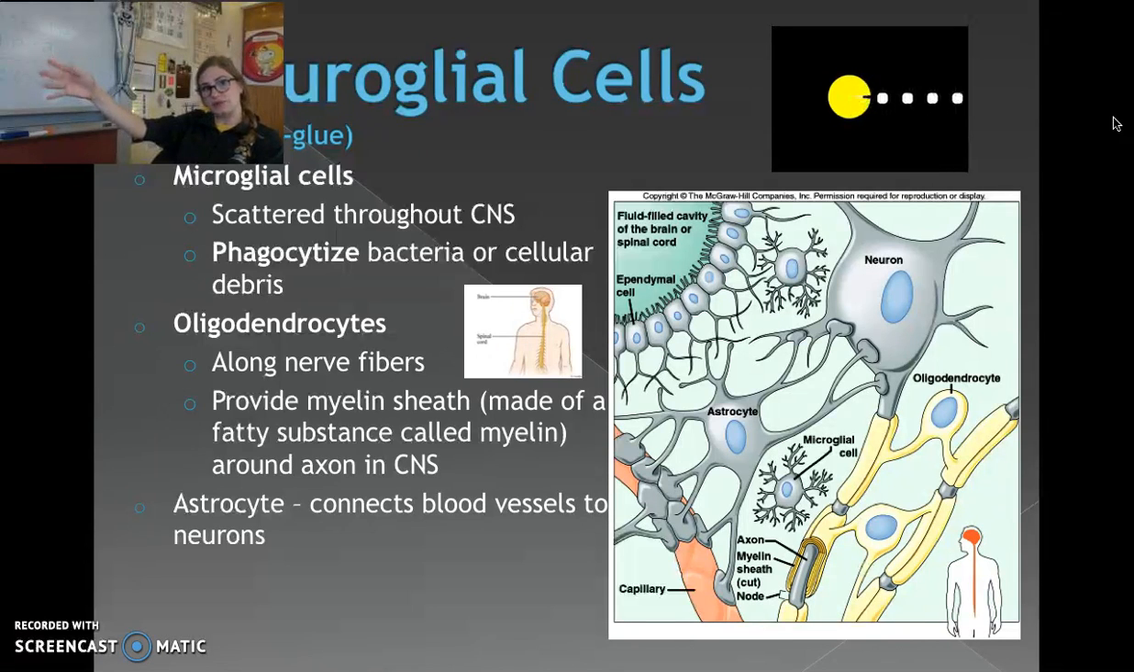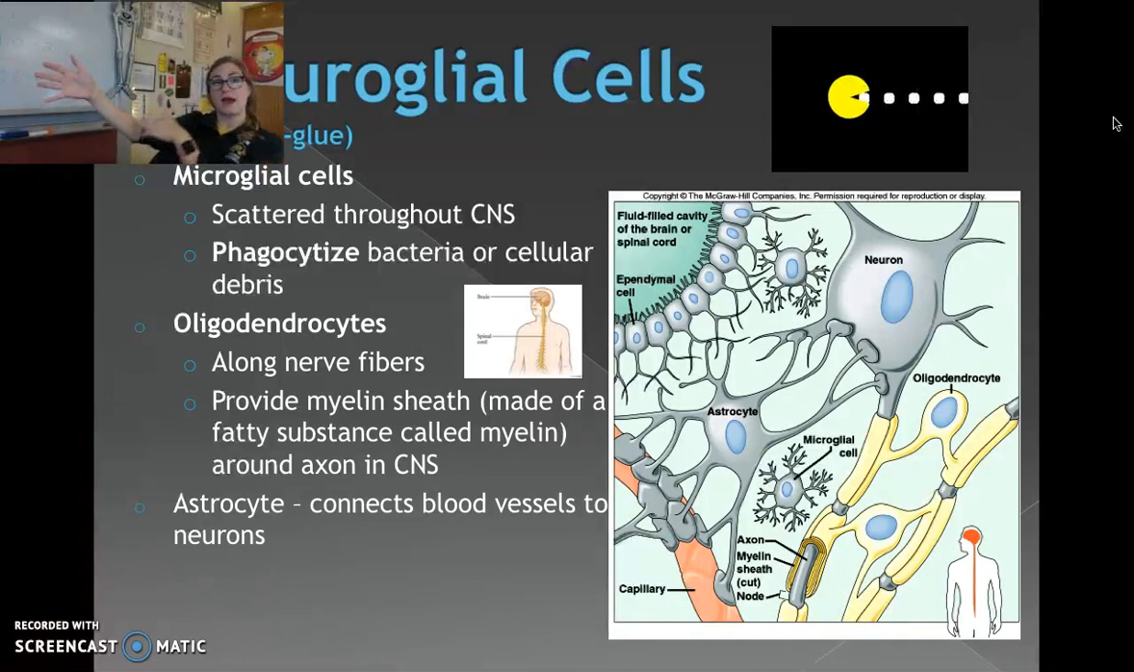We have the dendrites, which are going to be your fingers. The cell body, which is going to be like the palm of your hand, and then the axon, which is going to be the antebrachial area. So the dendrites here are what pick up the information. That information goes through the cell body and then travels down the axon.